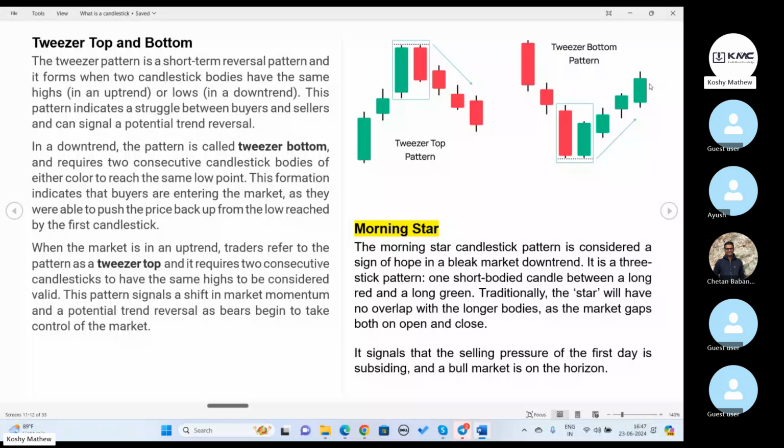So that is the difference between tweezer top and bottom. Whenever you hear the name top, it means it has hit the resistance and is going to fall down. Tweezer bottom means it has hit the support and the market will go up. Just opposite. Top means it's going to come down; bottom means it's going up for tweezer. Clear? Any questions you have?